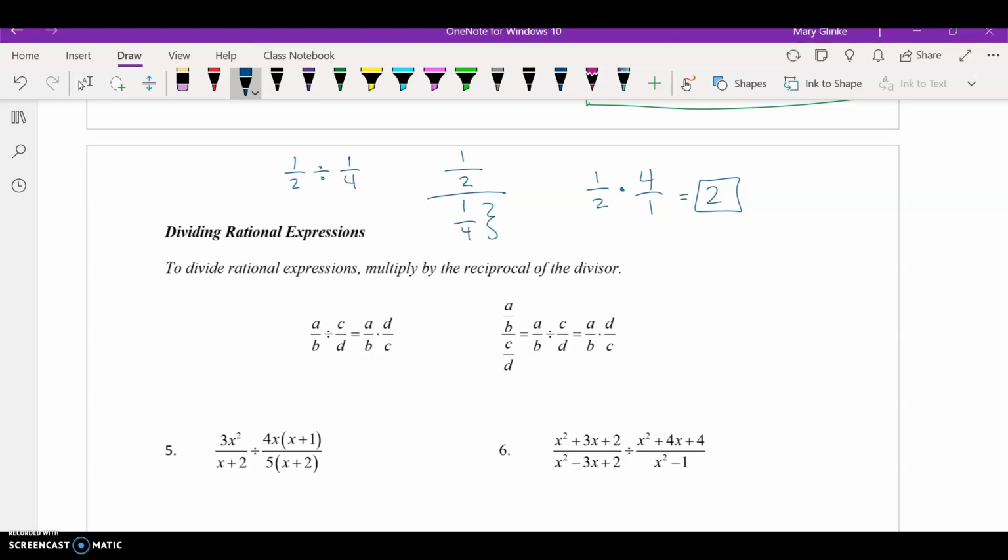So both of these are the same problem. You're going to take whatever you're dividing by, take the reciprocal of it, and you are going to end up multiplying it instead of dividing it.